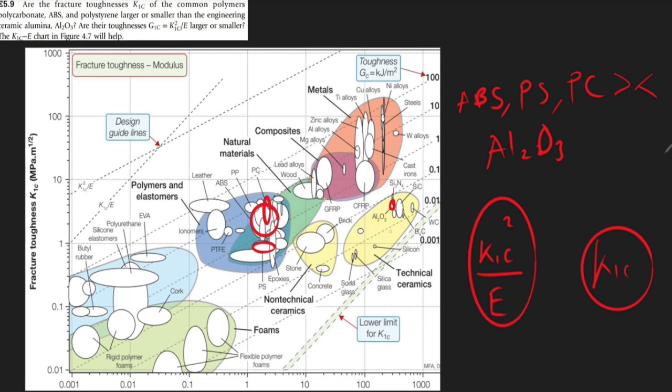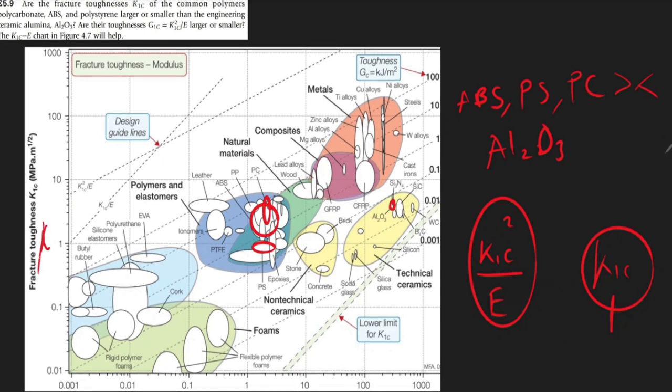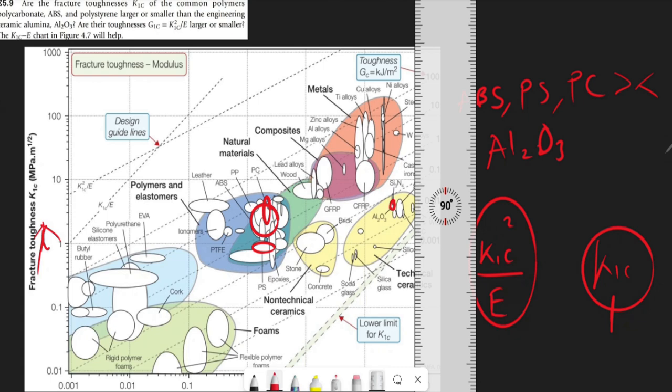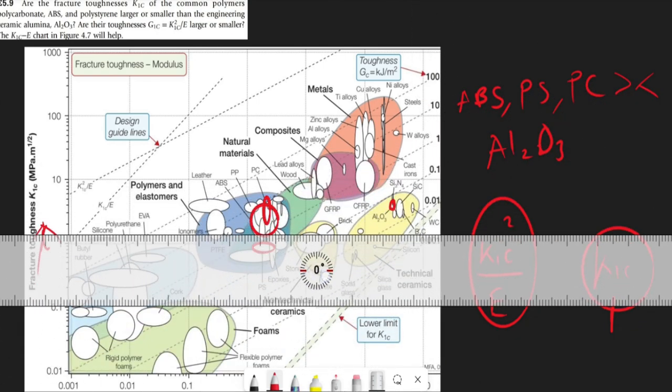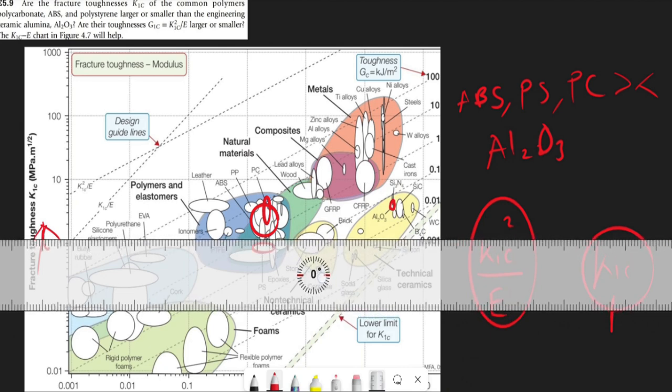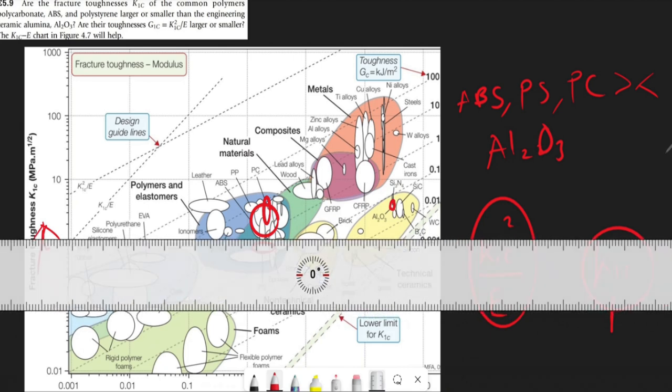So we have our three polymers and alumina, and we're trying to figure out their K1C. Going up this graph means a higher K1C. So all we have to do is take a ruler and set it to 0 degrees, and measure K1C. First, you can see that polycarbonate, ABS and alumina have a higher K1C than polystyrene.